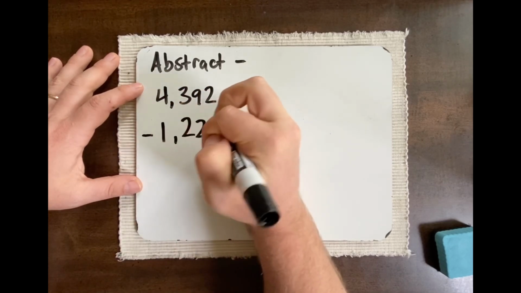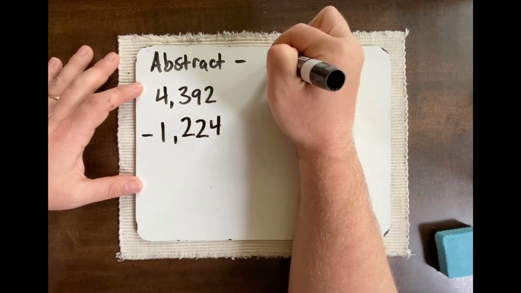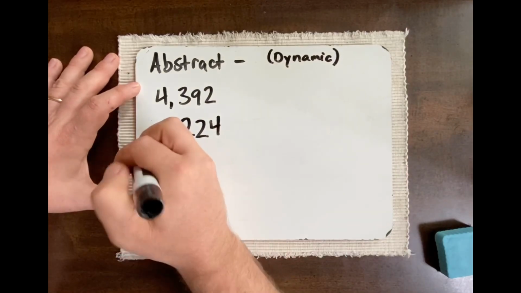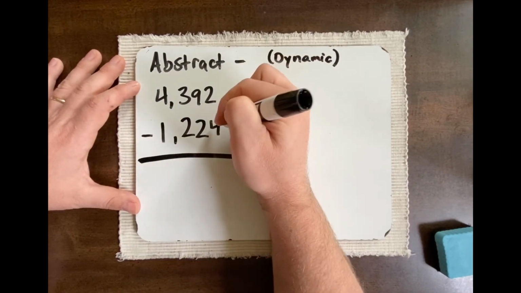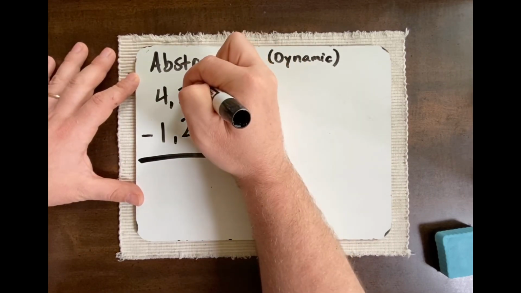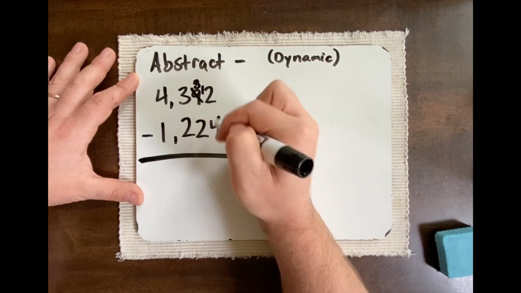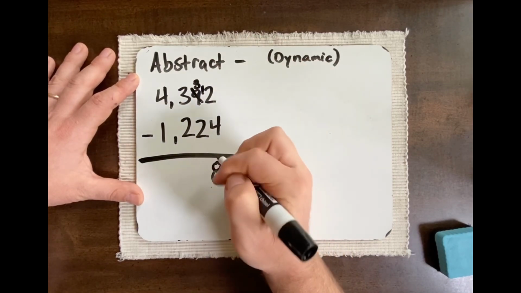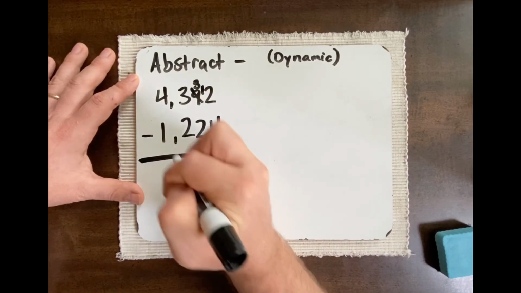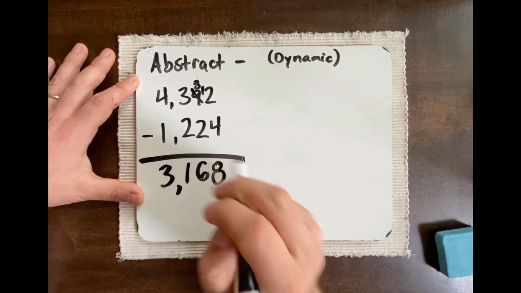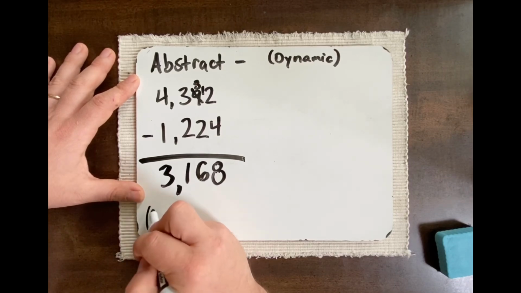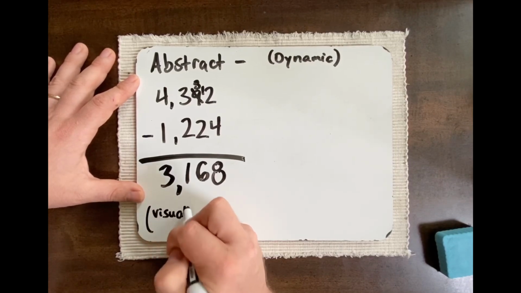If we do not have enough to take away from in a certain place value column, we then need to borrow from the place value next to it. In this case, you can't take 4 away from 2, so we're going to borrow 10 units from 9 tens, from 90. That'll give us 12, so we could take 4 away from 12. But now we only have 80 left, so we're going to take 2 away from the 8, take 2 away from the 3, and 1 away from the 4, which leaves us with our answer of 3,168.